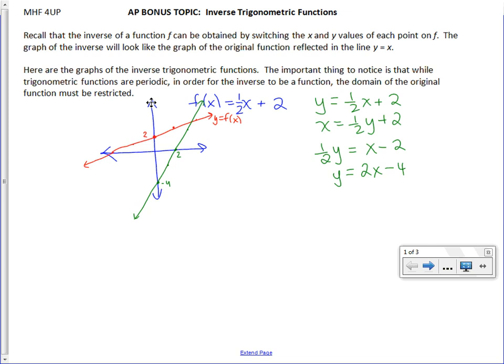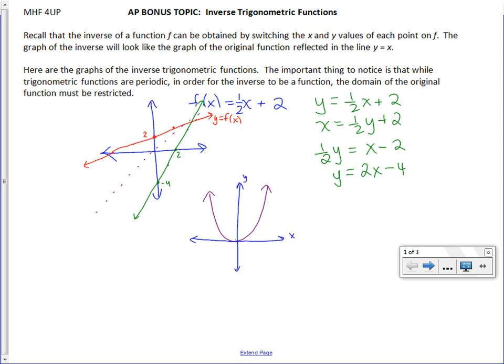Inverse of linear is linear. You guys remember there was that rule that there'd be a reflection in the line y equals x. Okay, and that was easy. So we know that the inverse of linear was linear. What was the inverse of quadratic, guys? So if you graph this, let me draw a quick inverse. Remember what the inverse looked like for quadratic?